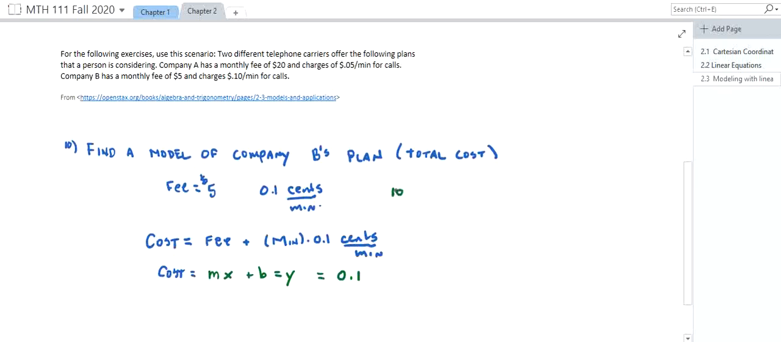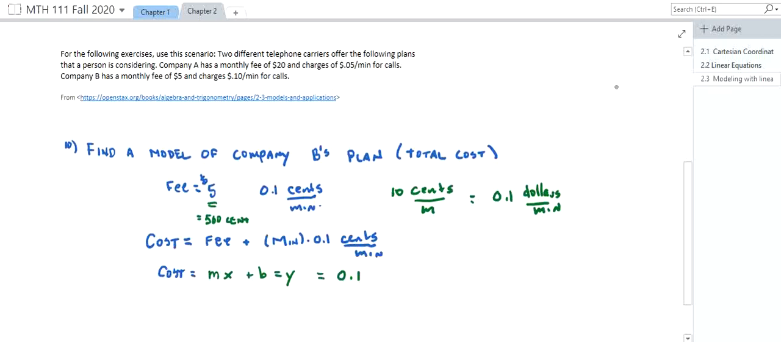Cents per minute would be 10 cents per minute. This is actually in terms of dollars, and this is important. So 0.1 is $0.1. 10 cents per minute is the same thing as $0.1 per minute. And why am I changing this to dollars, or concerned about this being dollars? Because my fee is in dollars. Now I could have switched this to cents and made it 500 cents. So this is also 500 cents. And then I could have used 10.